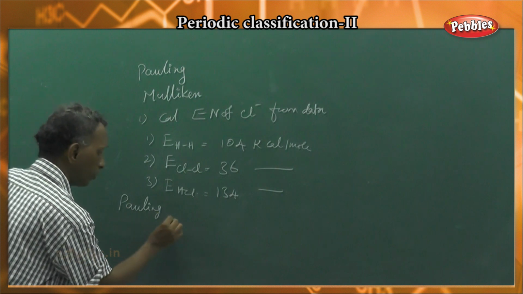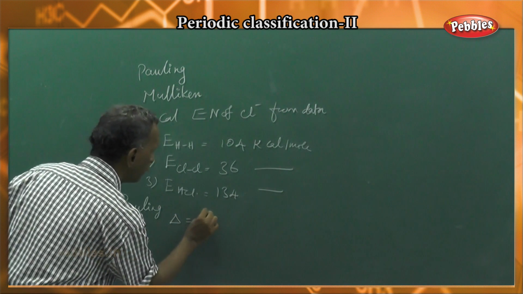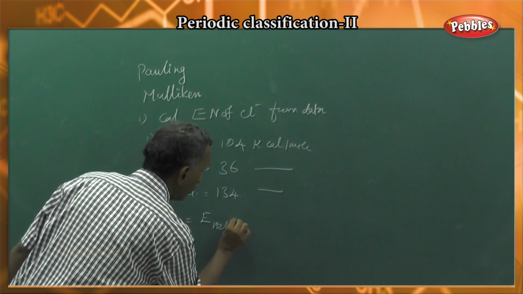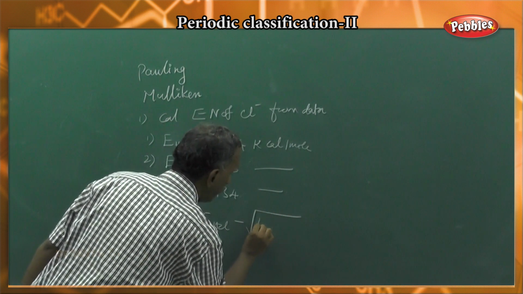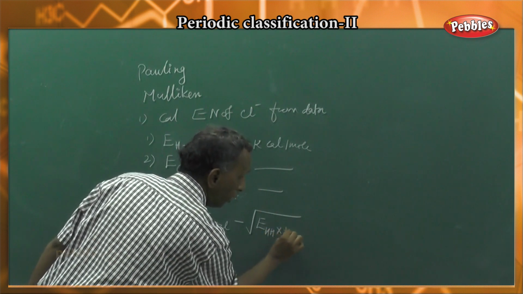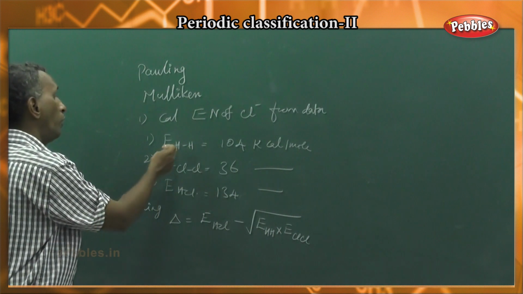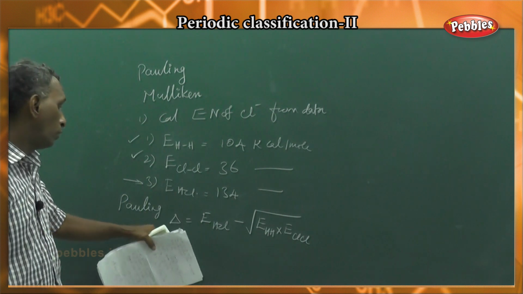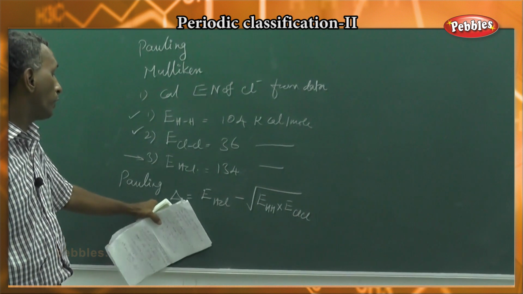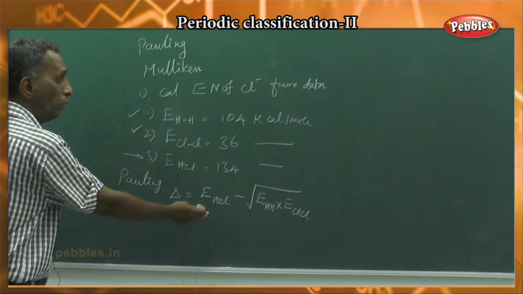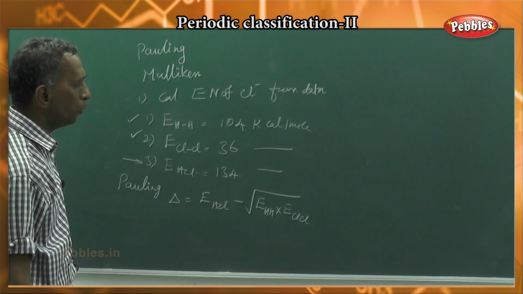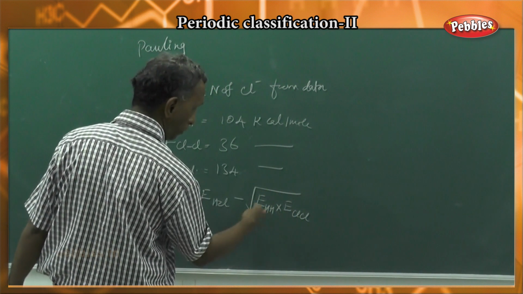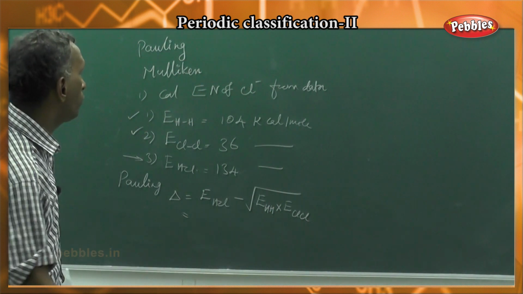we have already seen the geometric mean difference. Delta is defined as the difference between the bond energy of the heteronuclear molecule and the geometric mean of the bond energies of the homonuclear molecules. Here the homonuclear molecules are hydrogen and chlorine. The heteronuclear molecule is hydrogen chloride. So Pauling's equation for this system can be written as delta equal to E_HCl minus the square root of E_H2 into E_Cl2. The product is taken and then the square root gives the geometric mean. So I have to substitute.